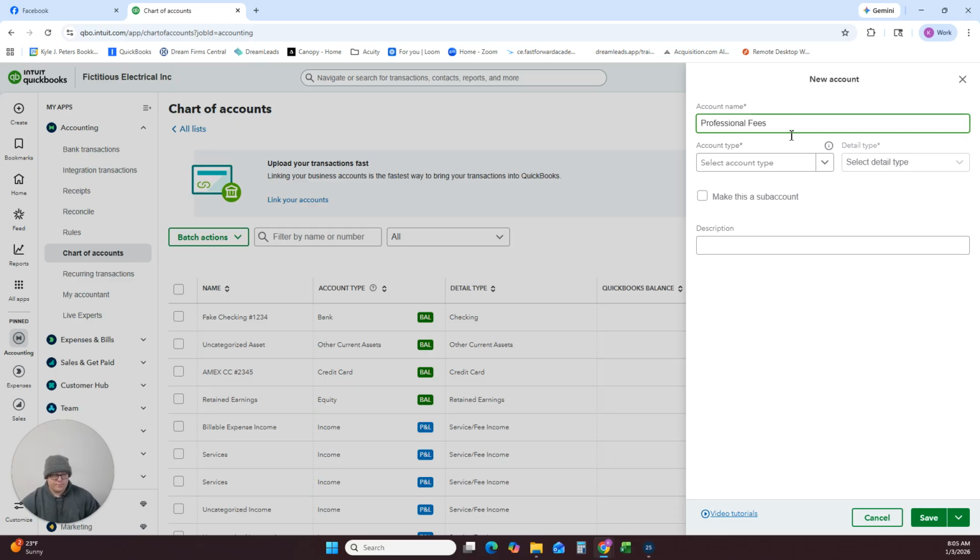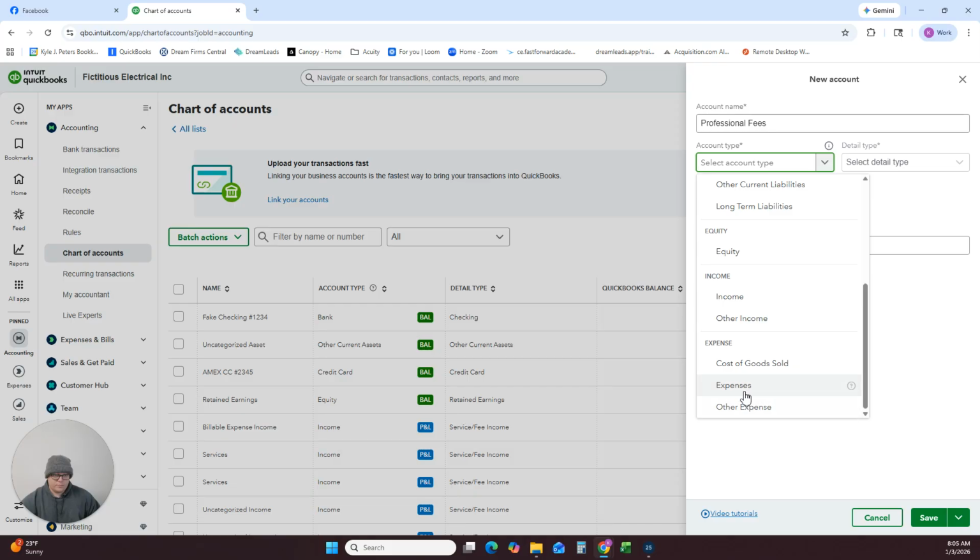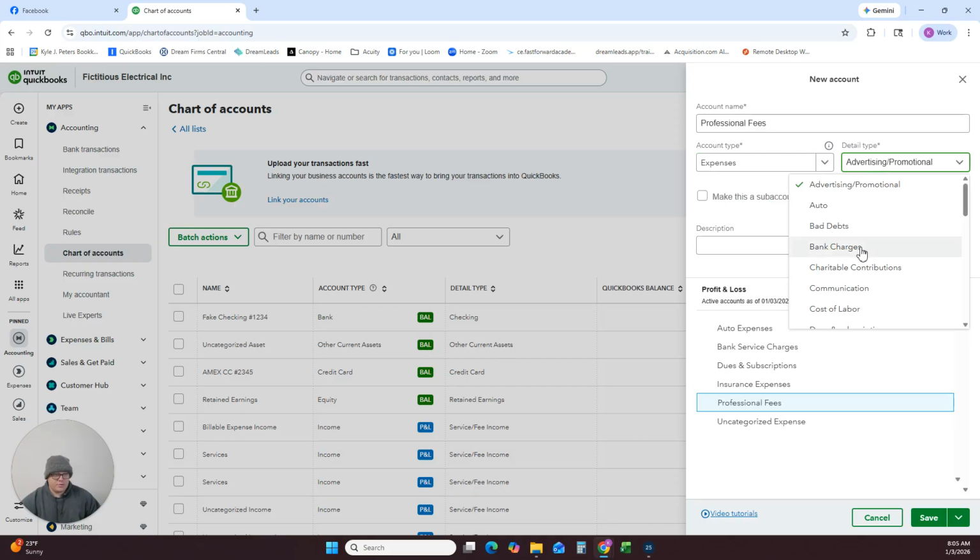Fees. This would be like you're paying your accountant, you're paying an attorney for something.